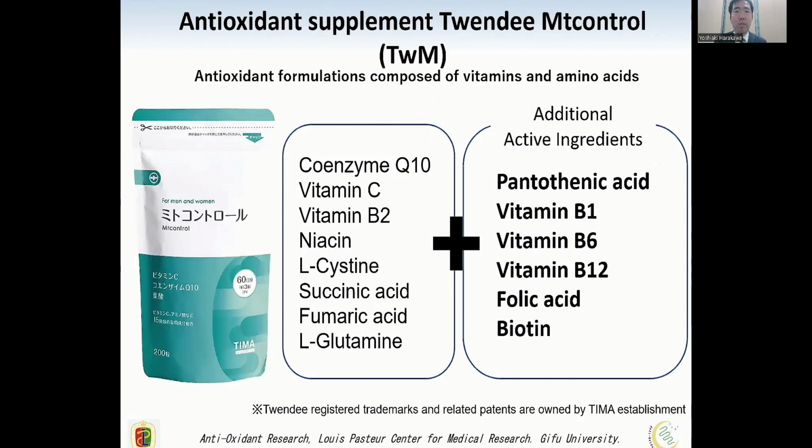We have also developed 20 Mitocontrol, or 20M, which contains 7 additional ingredients to 20X. The ingredients include pantothenic acid, vitamin B1, vitamin B6, vitamin B12, folic acid, and biotin. The added weight is only about 2% of the original 20X. Also, it is only a trace amount added. It dramatically improves the antioxidant effect. Using these antioxidants, we tested in an animal experimental model of ulcerative colitis.